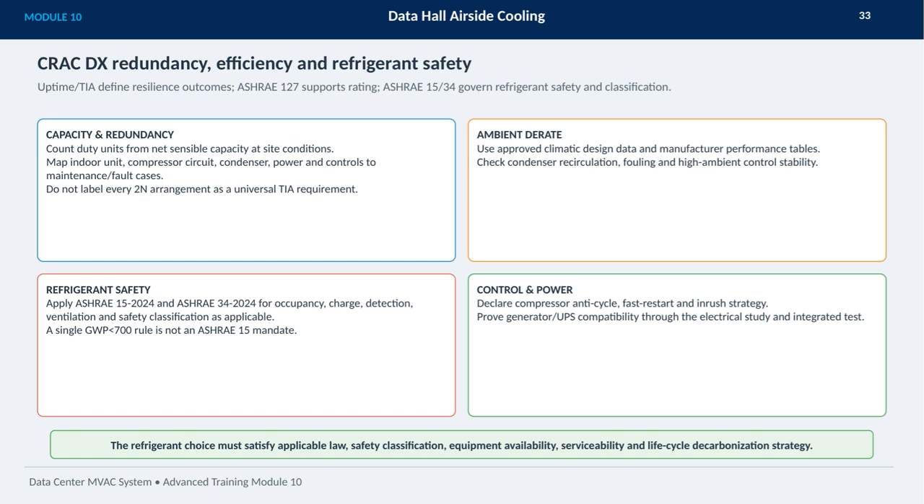In control and power considerations, use clearly defined strategies such as compressor anti-cycle, fast restart, and inrush current management. Additionally, ensure generator and UPS compatibility is validated through thorough electrical studies and integrated testing. Finally, the refrigerant choice must satisfy all applicable laws, safety classifications, equipment availability, serviceability, and align with your long-term life cycle decarbonization strategy. This holistic approach ensures a reliable, safe, and efficient cooling system for the data hall environment.